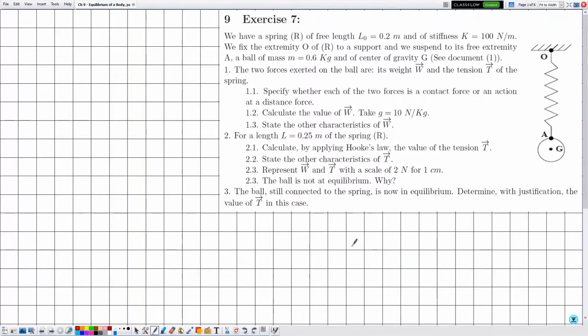Okay, hello everyone in a new video. So we have reached part 3 of chapter 9, which is the chapter of equilibrium of a body, and the third unit of mechanics. Then we have reached exercise number 7, section 9.